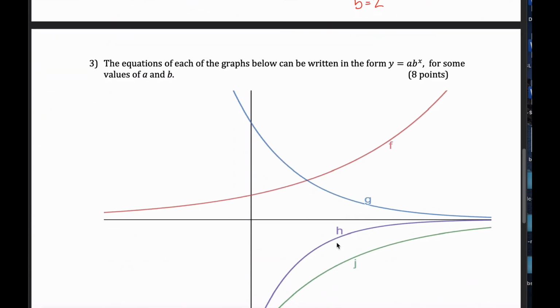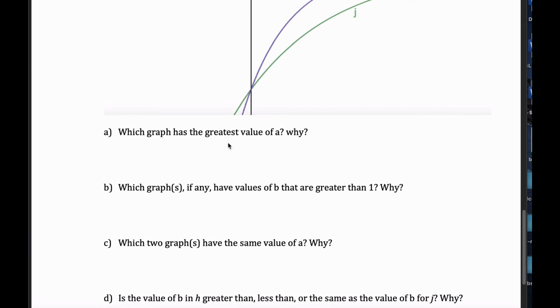Then on the second page, we're asked some questions about graphs of exponential functions. So you have the graphs of 4 different exponential functions given here, f, g, h, and j. And what we're going to be asked about is the values of a and b in the equations of each of those 4 functions. So the first question just asks which graph has the greatest value of a.